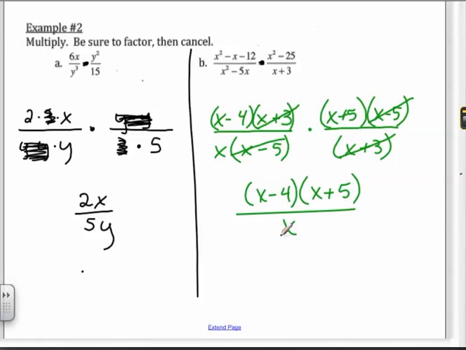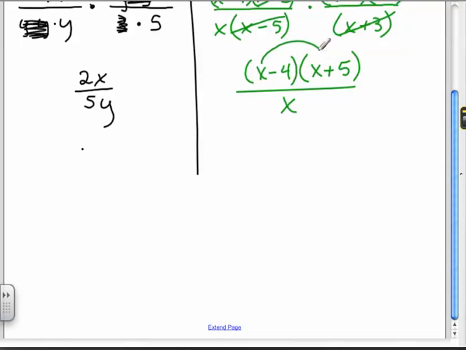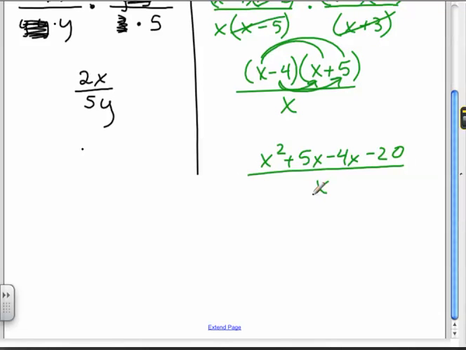Now guys, you'll remember the instructions said multiply. So I'm not done. I need to multiply those 2 factors on the top. And that's going to give me x times x is x squared, x times 5 is 5x, negative 4 times x is negative 4x, negative 4 times 5 is negative 20, all over x. And then I need to simplify the numerator. I get x squared plus x minus 20 over x.